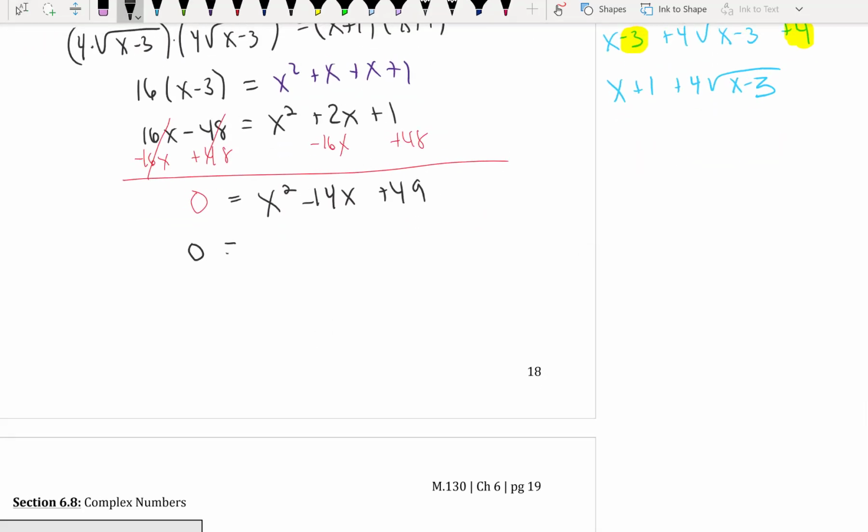And if I were to factor this out, well, I know that a negative 7 times a negative 7 gives me a positive 49, and negative 7 plus a negative 7 is a negative 14. So since they are exactly the same, I just have to do one of them, since it would just be repeated. So x is equal to 7.